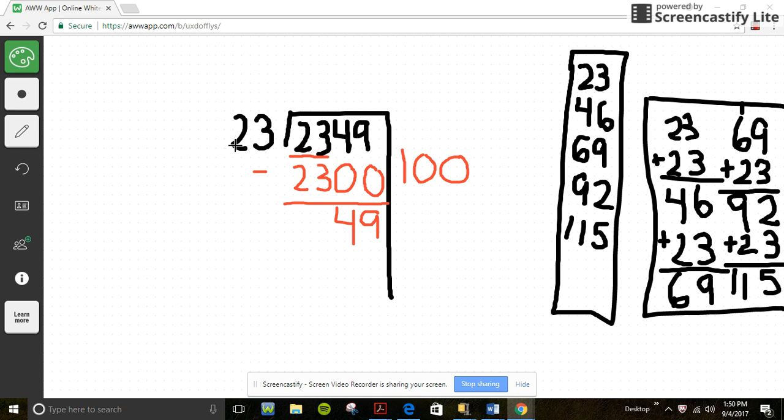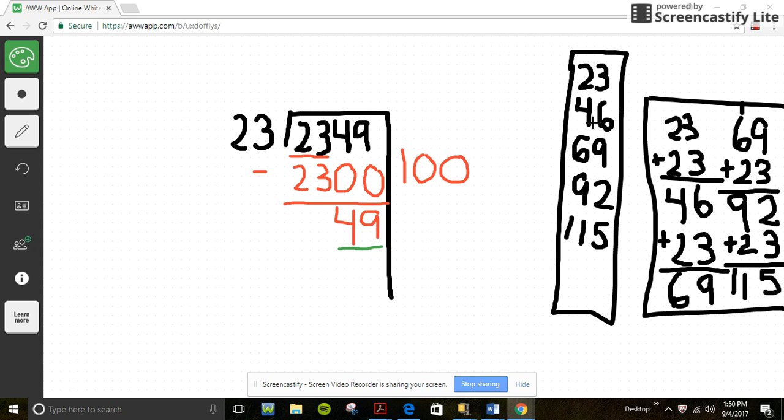How many times does 23 go into 4? And it cannot, as you can see over here. How many times does 23 go into 49? And I look and I see 46 and I see 69. Well, the correct answer would be 46 because it is not going over my number of 49.